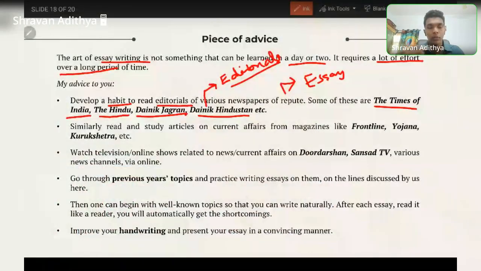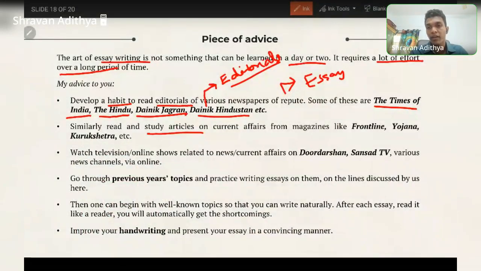You read Times of India, The Hindu. The articles there are around 1,200 words. So once you read that much stuff regularly, you will understand how the coherence is maintained, how the continuity is maintained throughout the editorial. And as you read more and more, it subconsciously gets registered in your mind, and when you write also, it will come out.